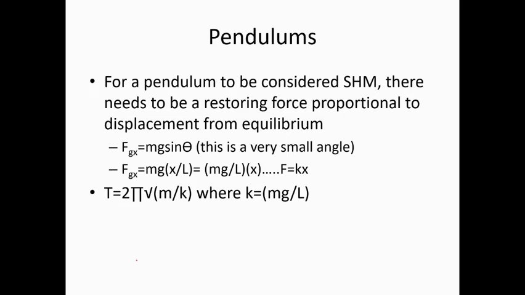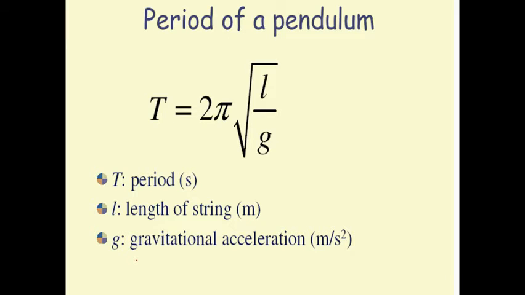So when we start to manipulate this equation, mg times x over L, and we know that force is equal to kx, we end up finding that the period of a pendulum is equal to 2 pi square root L over g, using the simple harmonic function that we used for a spring. So we have that the period of a pendulum is equal to 2 pi times the square root of L over g.